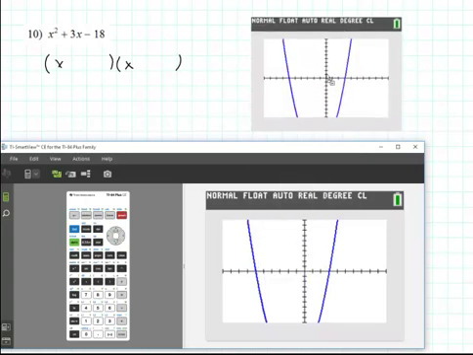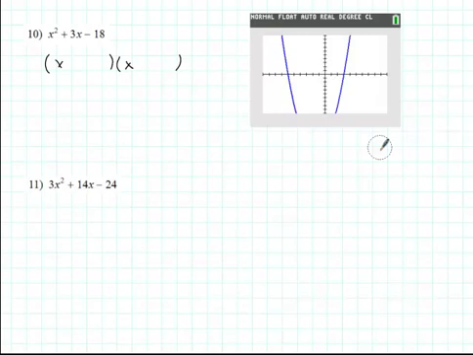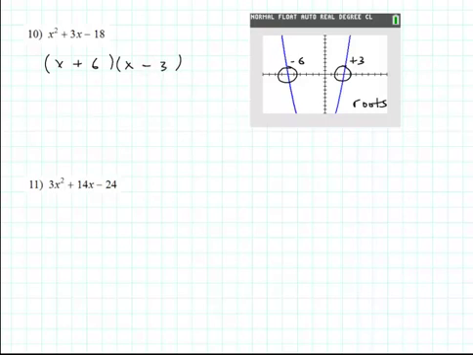Now where the graph is crossing your x-axis are what we call solutions, or zeros, or roots. All mean the same thing, roots. This is positive 3 right here, and this is negative 6 over here. In order to get an answer of negative 6, you would have to have a factor of x plus 6. Opposite. To get an answer of positive 3, we would have a factor of x minus 3.